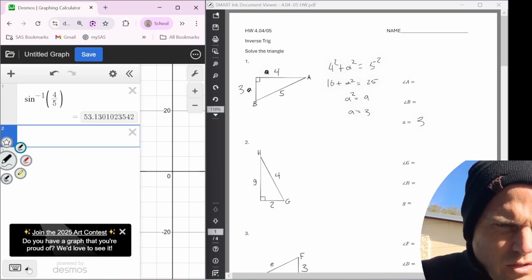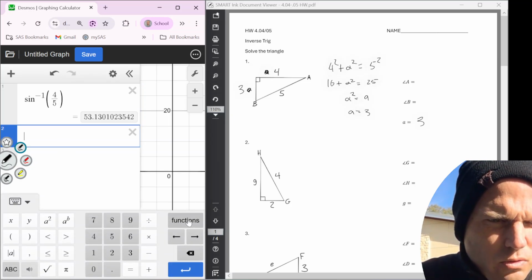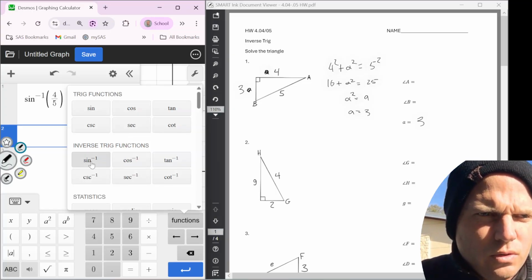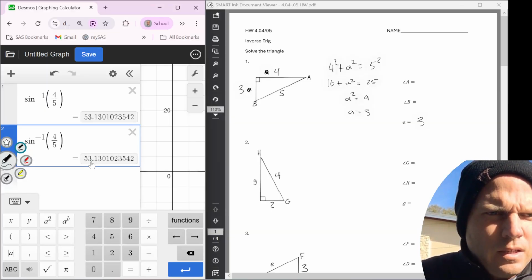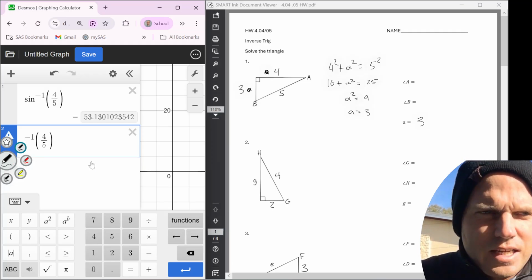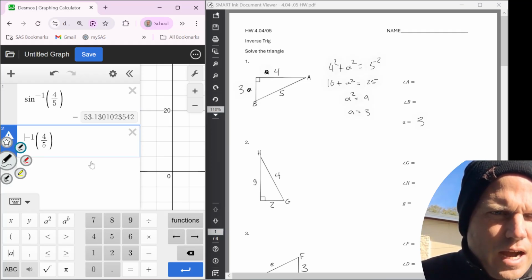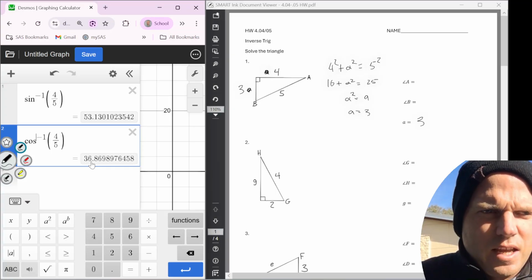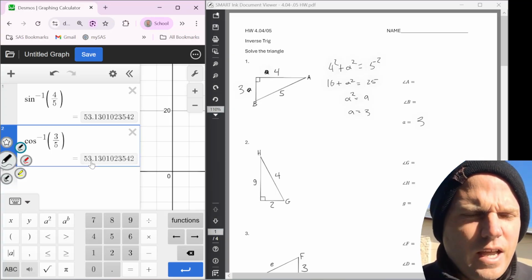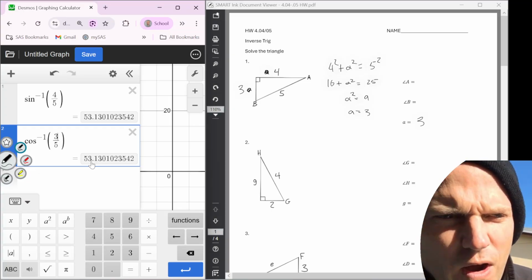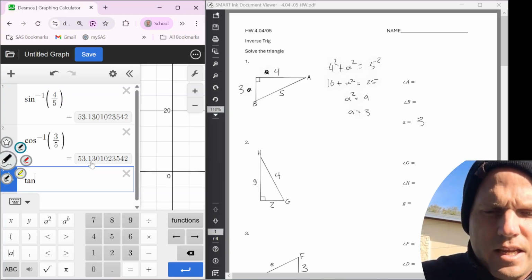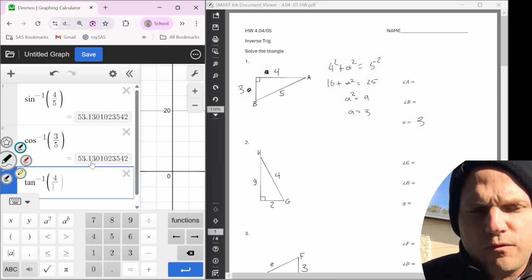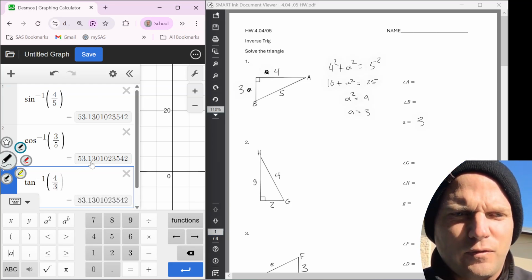Now, let's say you don't like typing that in. You can go to functions and you can go to sine inverse, and that might be the quickest way to do it for you. What's great about this is that you could just delete the sine inverse, or you could copy and paste it, and then all of a sudden I could type in cos inverse. And if I change it to cos inverse of 3/5, I get that same angle, 53.13 degrees. And if I did the tan inverse, the tan ratio is 4/3, I get that same angle, 53.13.